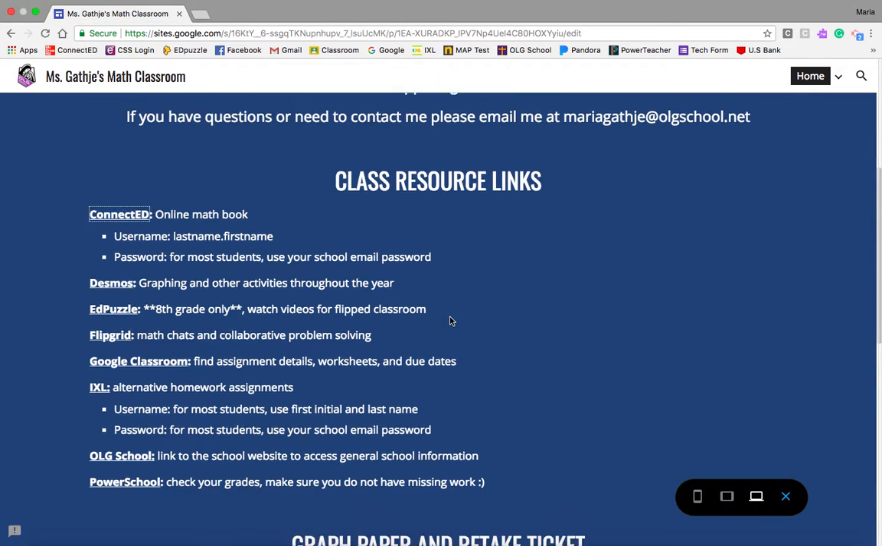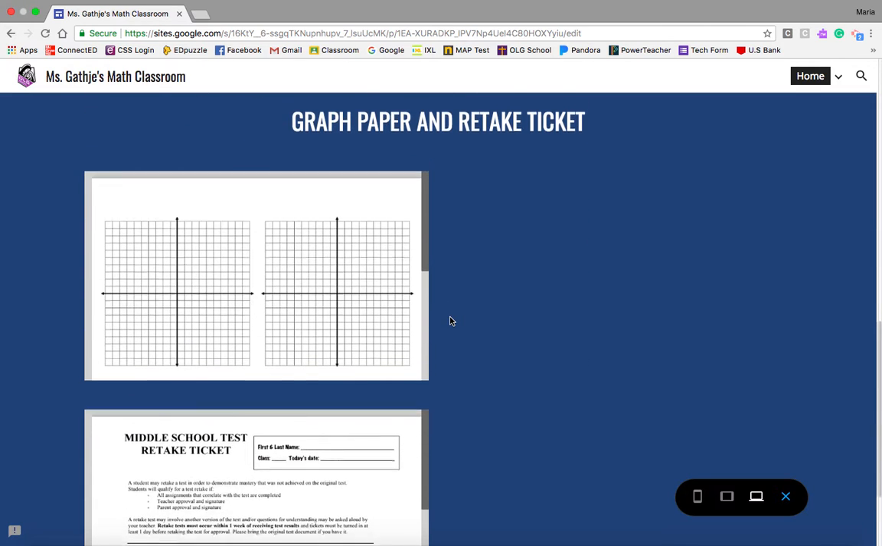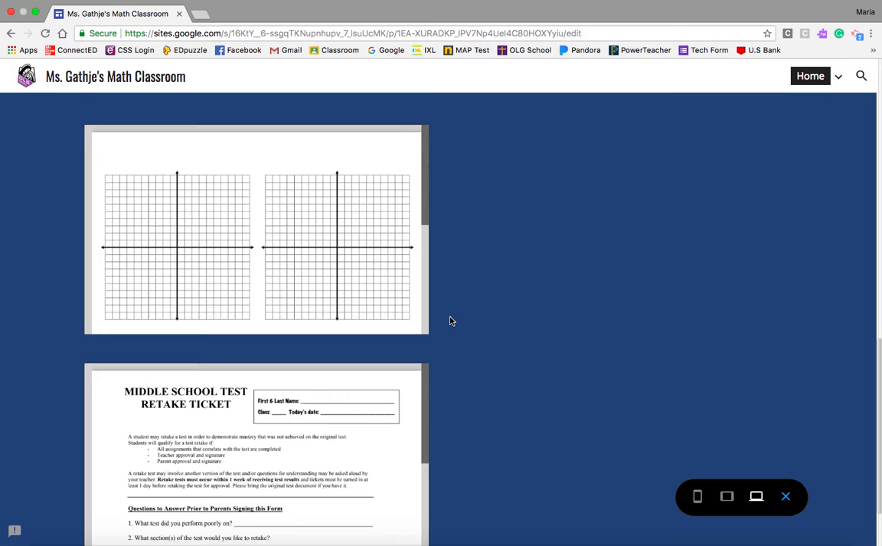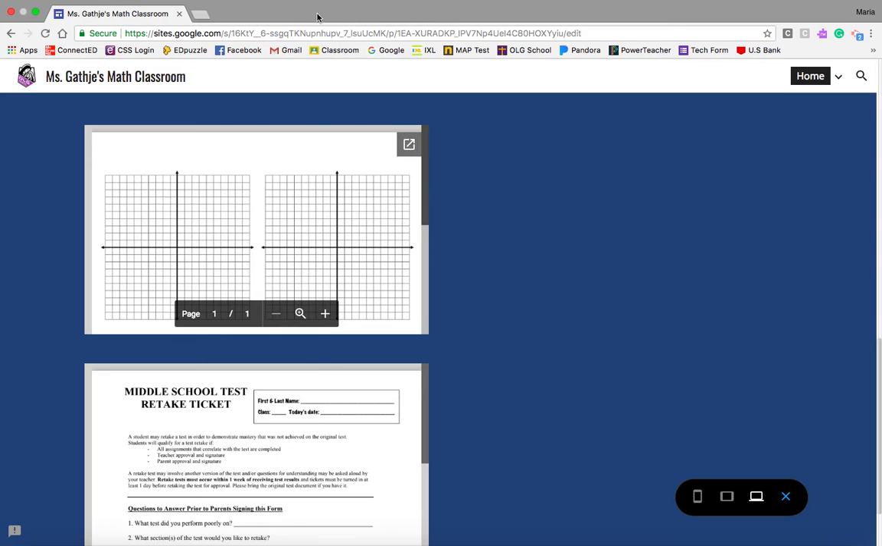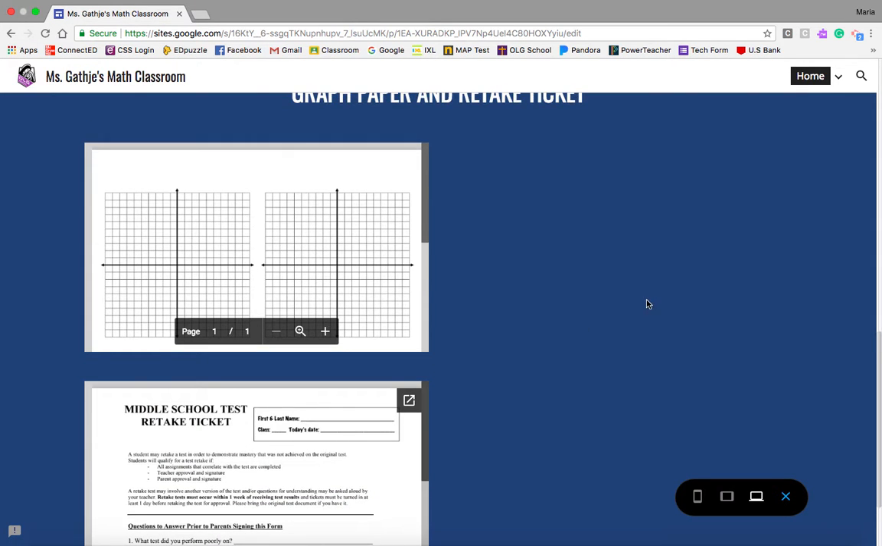And then if you continue to scroll down, I have the two most common pieces of paper used in my classroom. A lot of my students prefer to print off this graph paper so they can open it in a new tab and print it off at home. Similarly, the retake ticket is available. So again, all of these resources are available for the students on Google Classroom, but this gives the parents access to them as well.